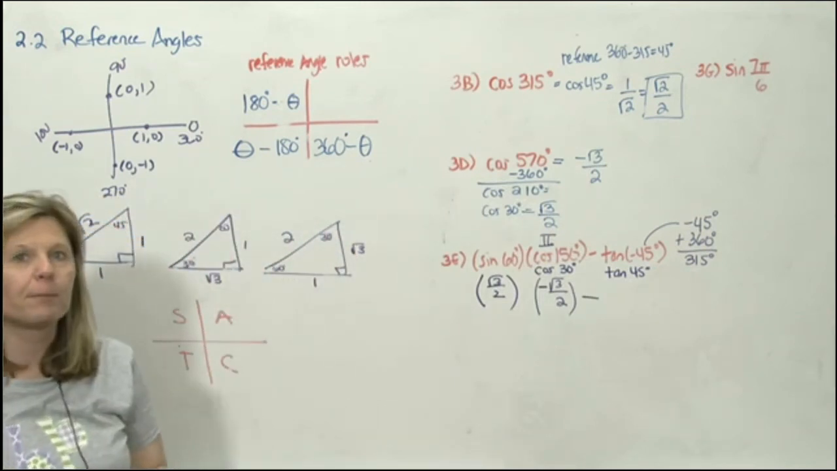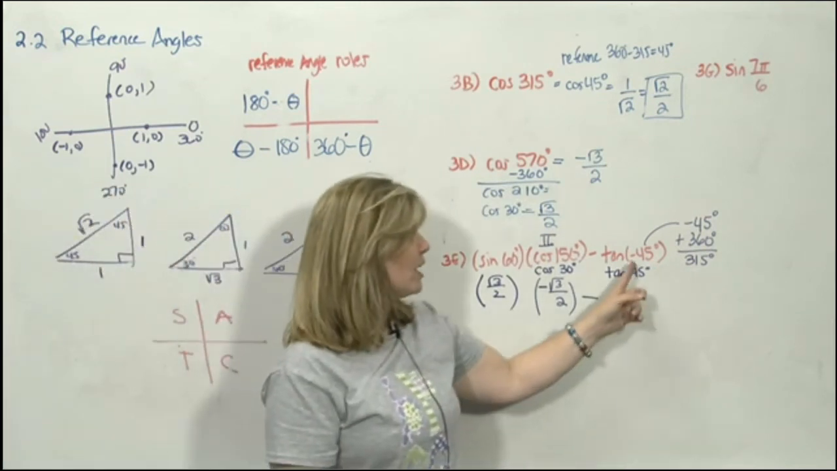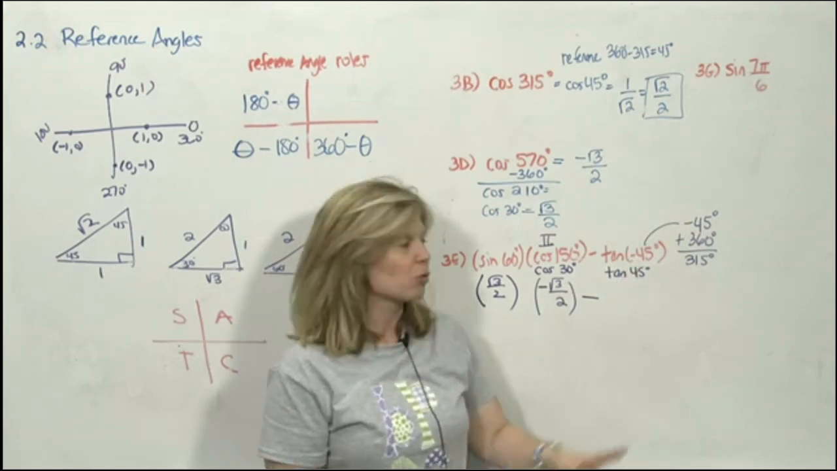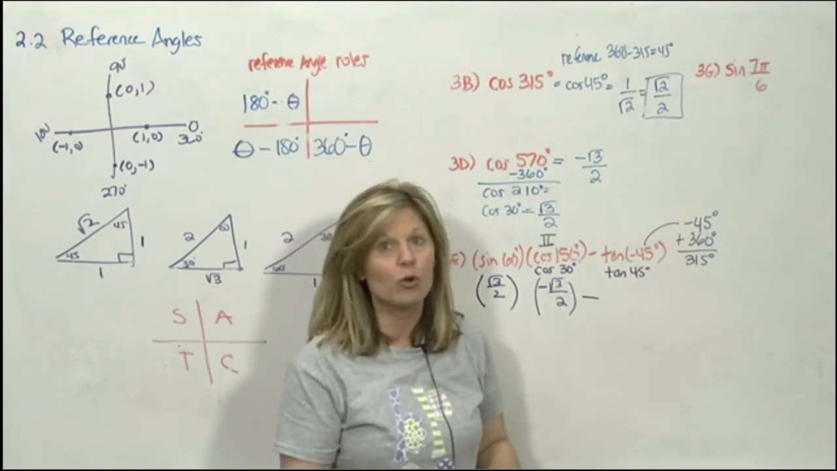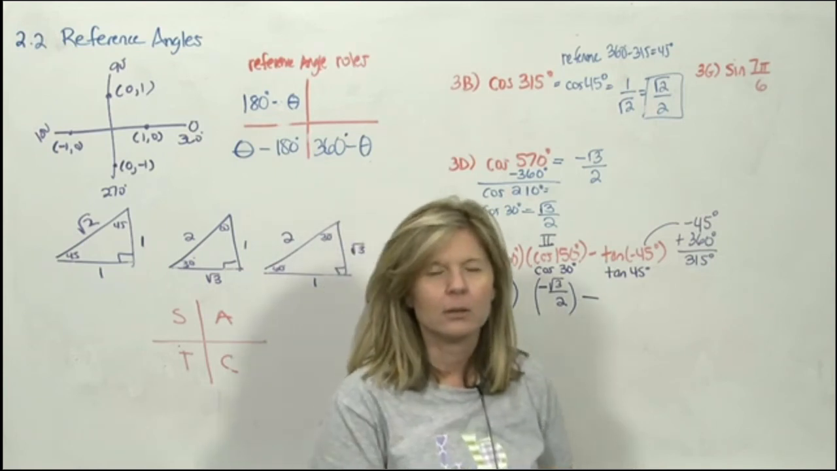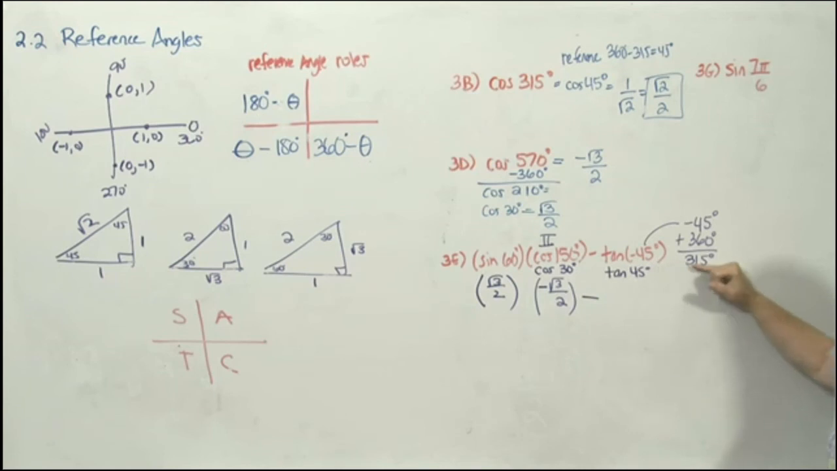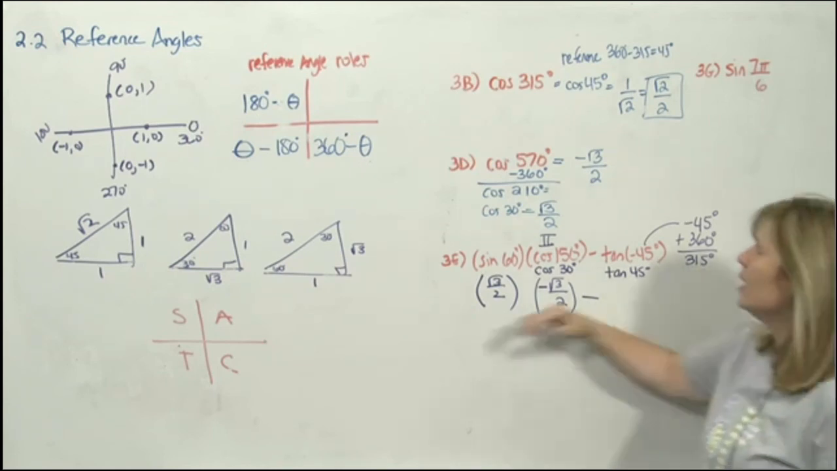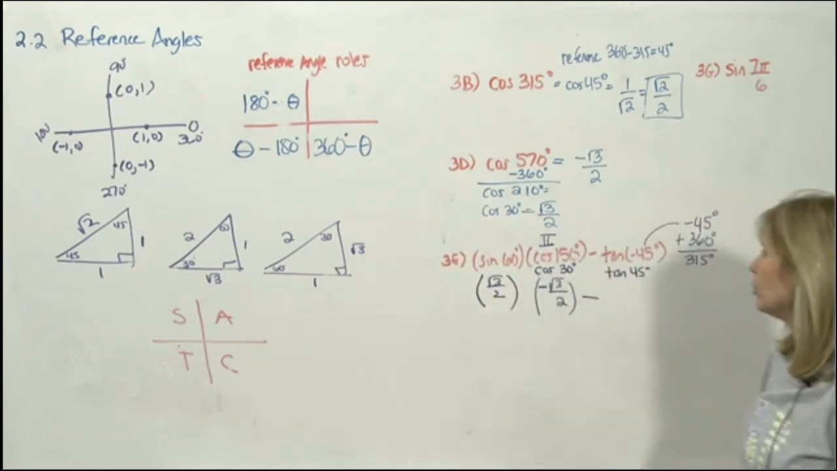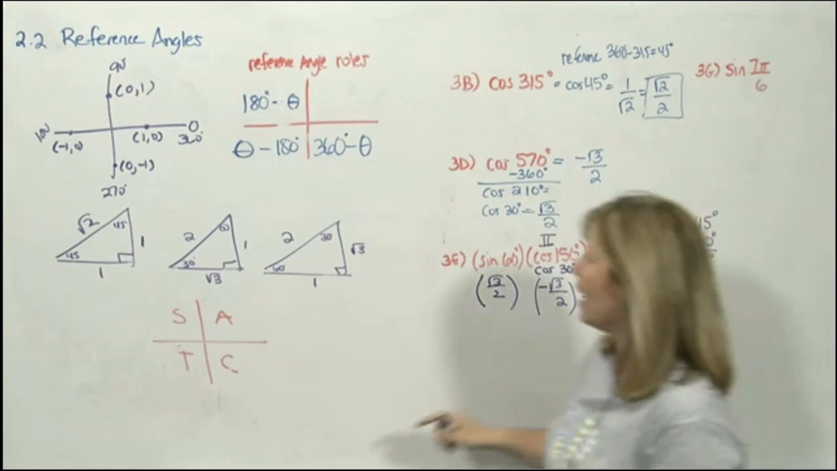Don't be making up your own rules. Don't be thinking whatever angle is here that's negative, its reference angle is just going to be the positive. Don't do that. Okay? You got to go through the process. We have to make this positive first to know what quadrant it's in. Then we got to know what reference angle rule. I'm going to look at the tangent of 45.